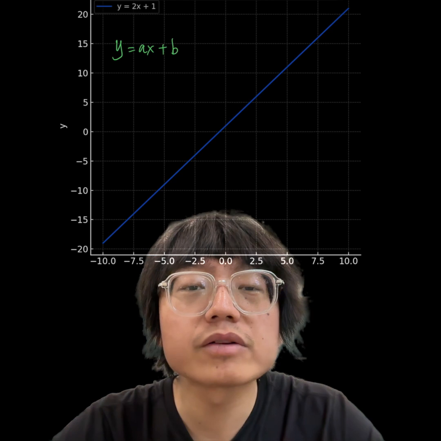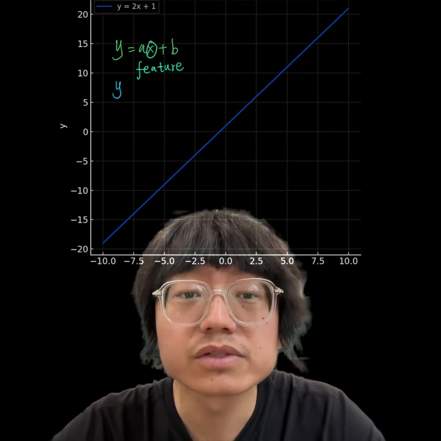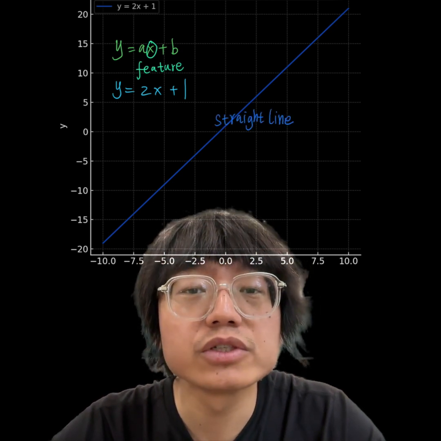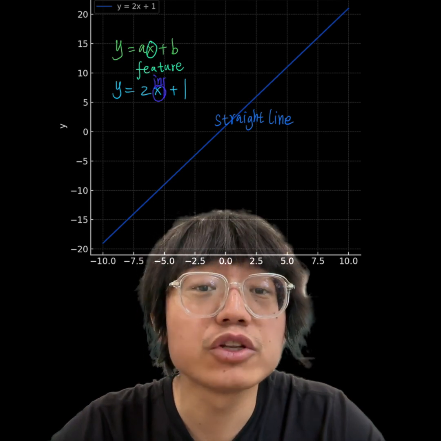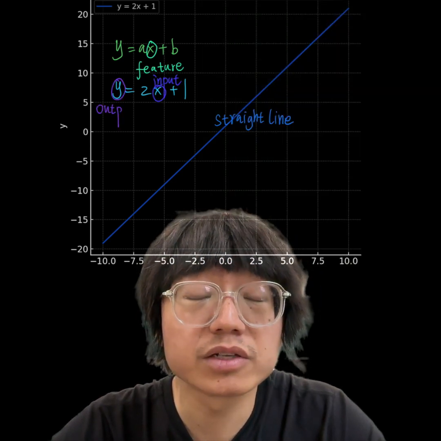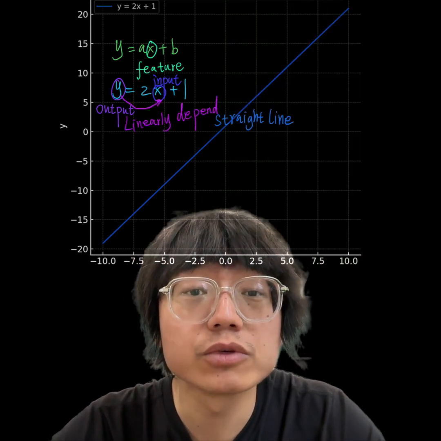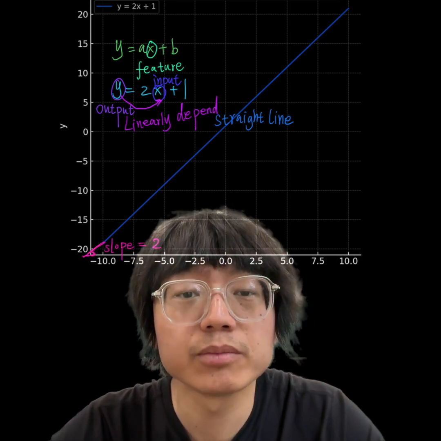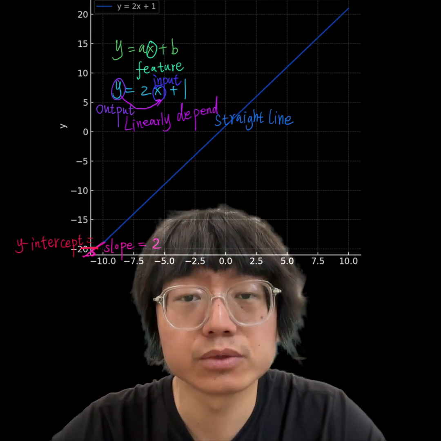First, let's talk about the single variable linear function, y equals ax plus b. It only has one feature, which is x. Let's say y equals 2x plus 1. This graph will be a straight line in two-dimensional space because it only has one variable. It is a one-dimensional linear function, demonstrating how the output y linearly depends on the input x, and the slope is 2 and the y-intercept is 1.